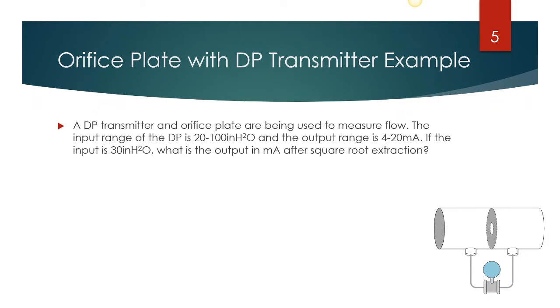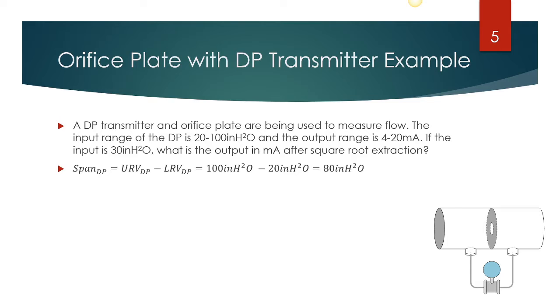So here's an example. Let's take a pipe that has an orifice plate in it and put a differential pressure transducer across it, and we're going to measure the flow based on our differential pressure. So the input range of the differential pressure cell that we have there is 20 to 100 inches of water column, and the output range is 4 to 20 milliamps. If the input is 30 inches of water, what is the output in milliamps after we do our square root extraction?